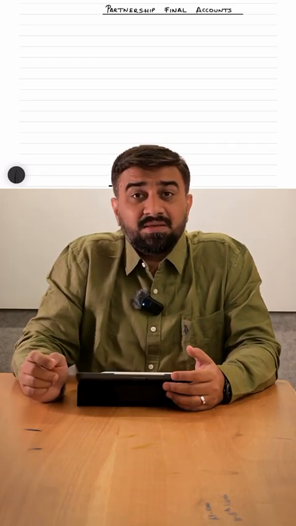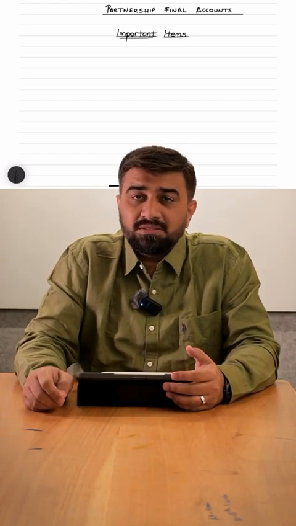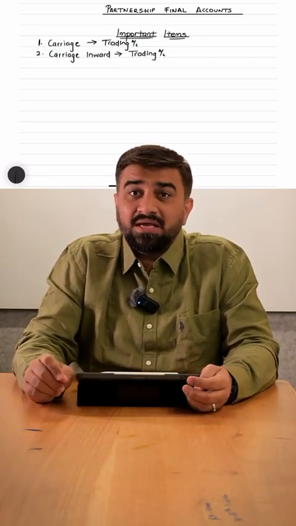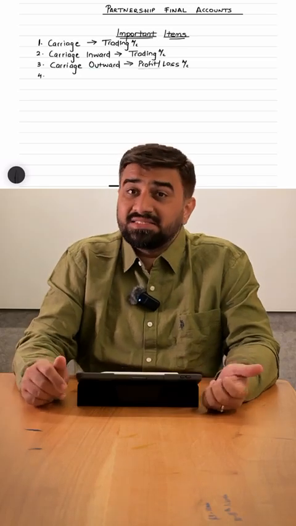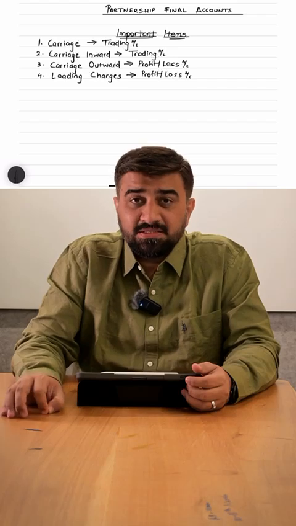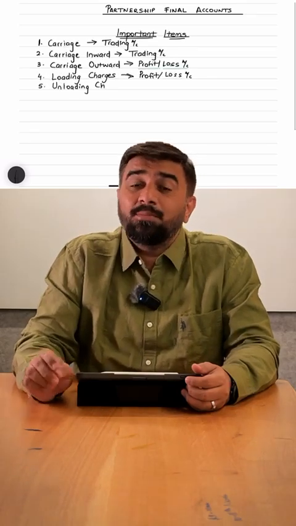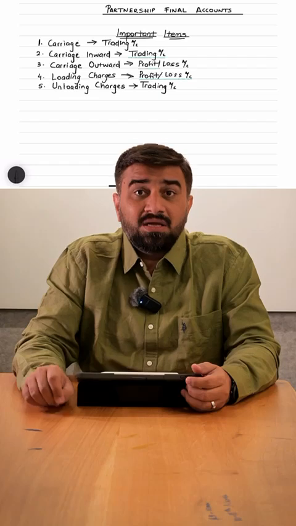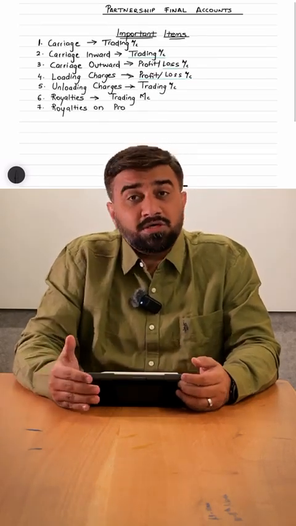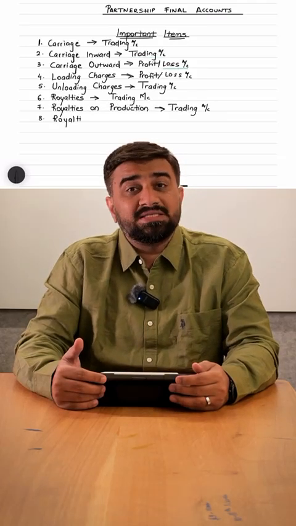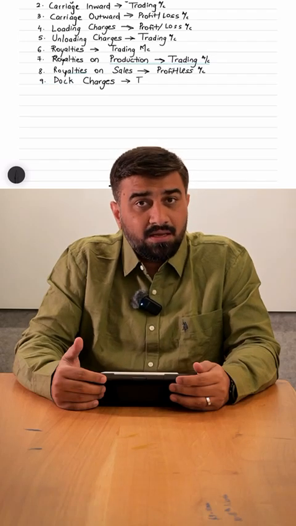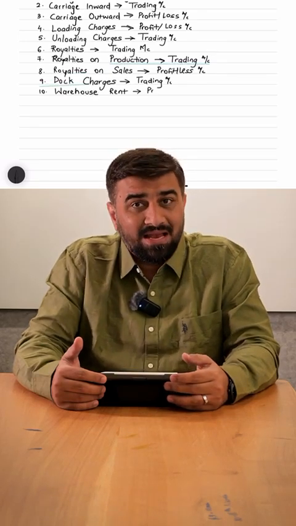Second, let us discuss some important items given in the trial balance. 1. Carriage inward goes to trading, carriage outward goes to P&L. Second, loading charges goes to P&L being a selling expense, unloading charges goes to trading being a purchase related expense. Next, royalties on production goes to trading, royalties on sales goes to P&L. Next, dock charges goes to trading and warehouse rent goes to P&L.